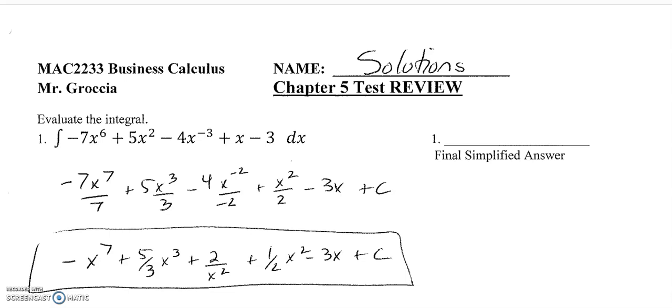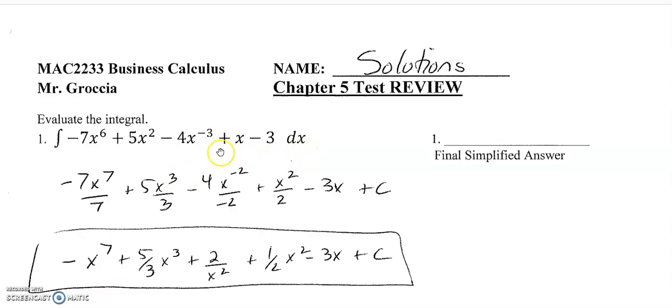Hello, this video goes over the solutions to the Chapter 5 test review and is also a good overview of Chapter 5. In our first question, we're evaluating the integral of negative 7x to the 6 plus 5x squared minus 4x to the negative 3 plus x minus 3 dx.